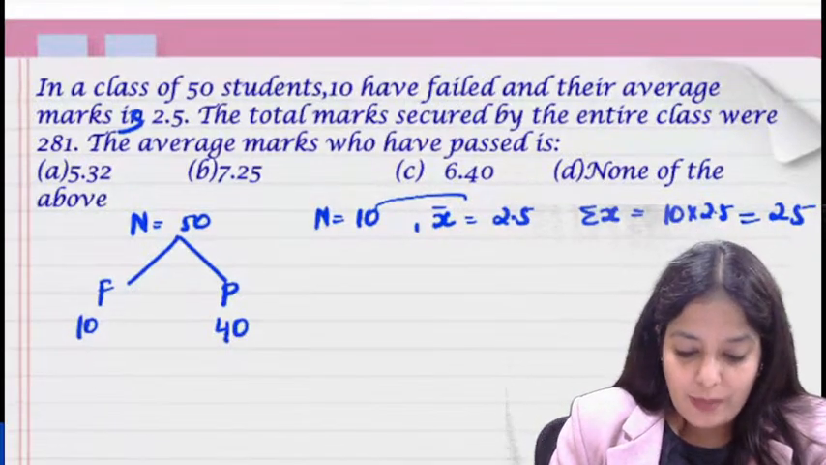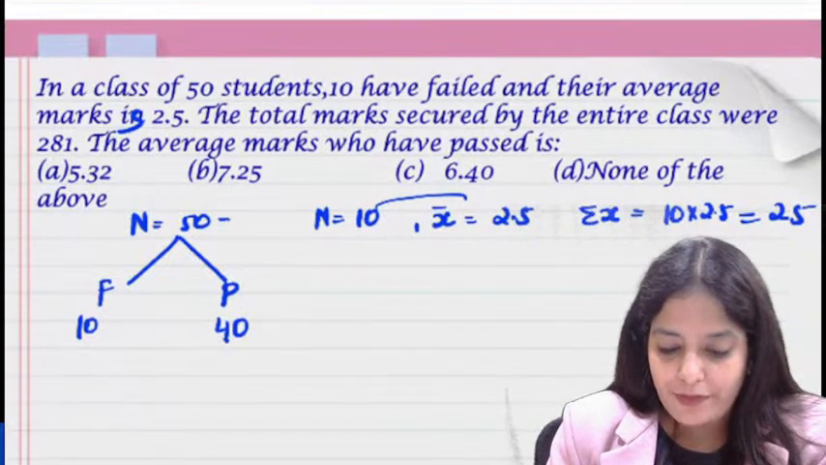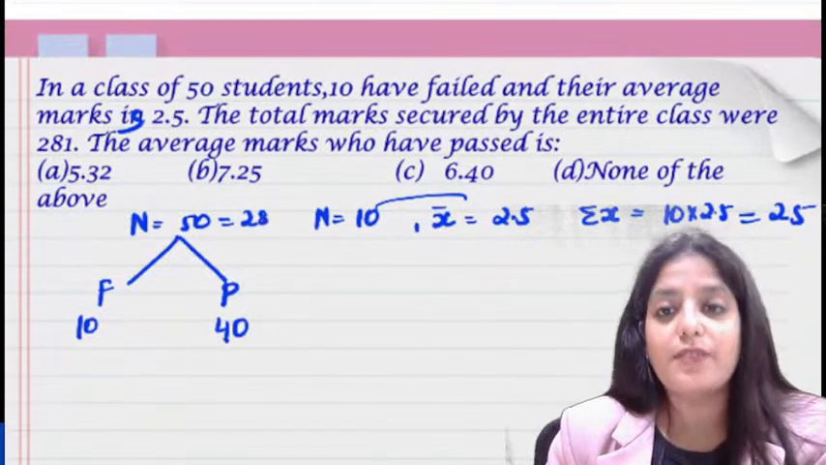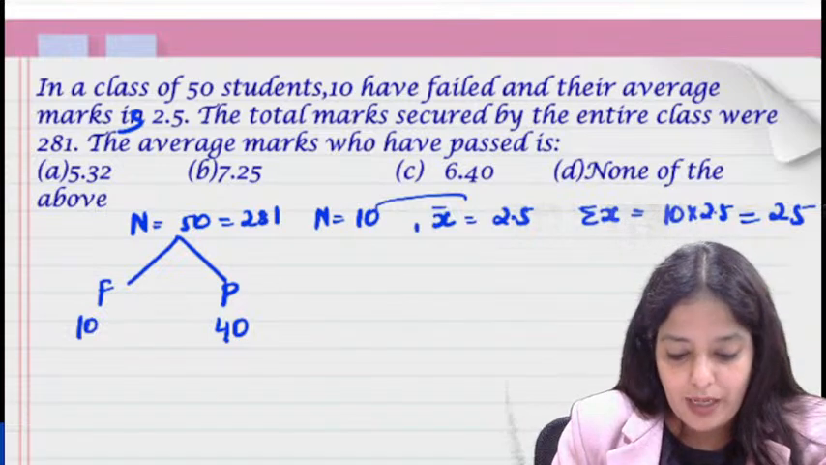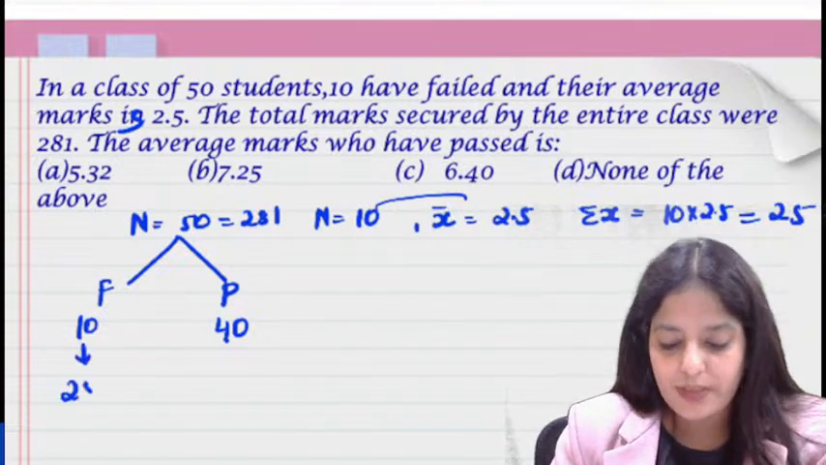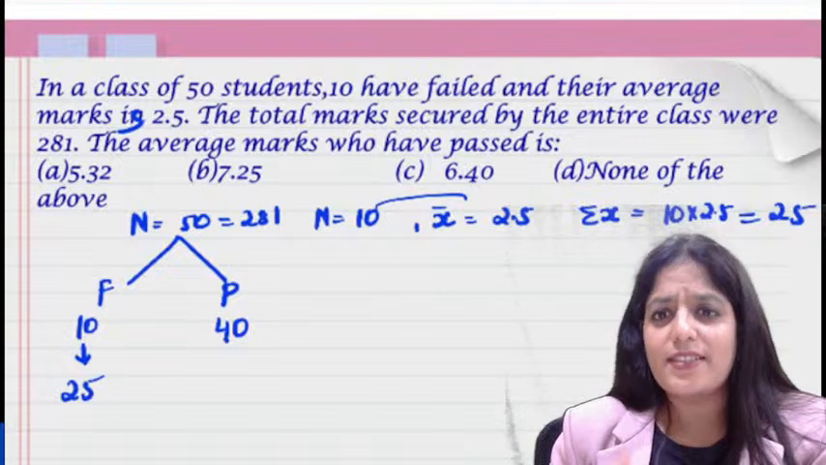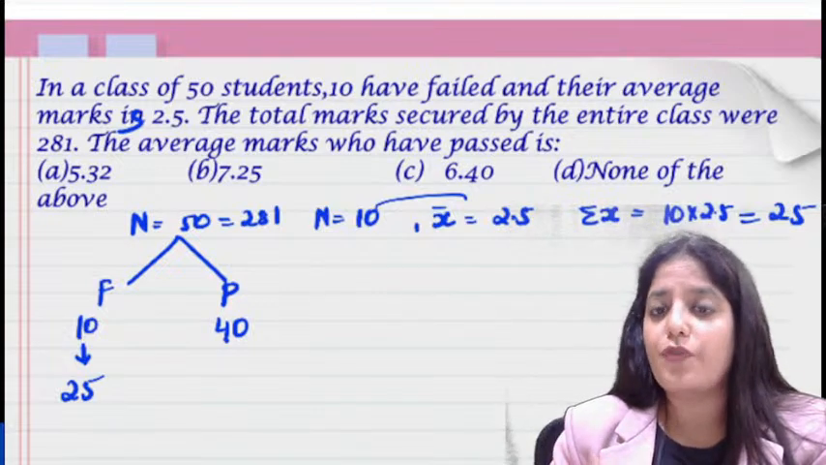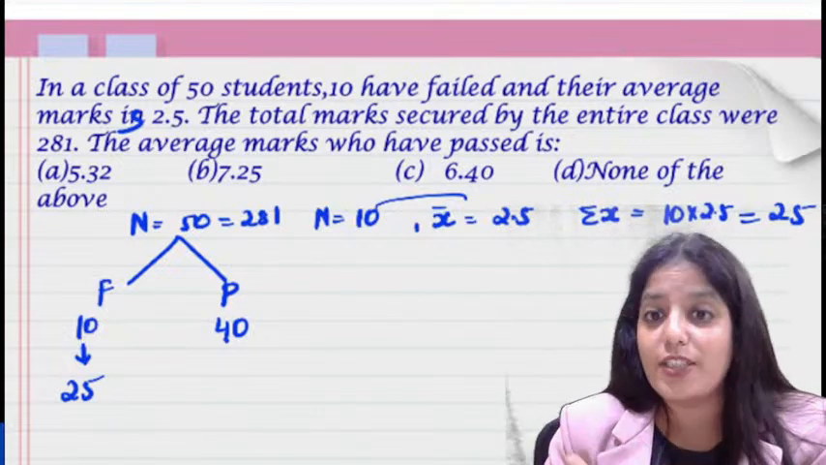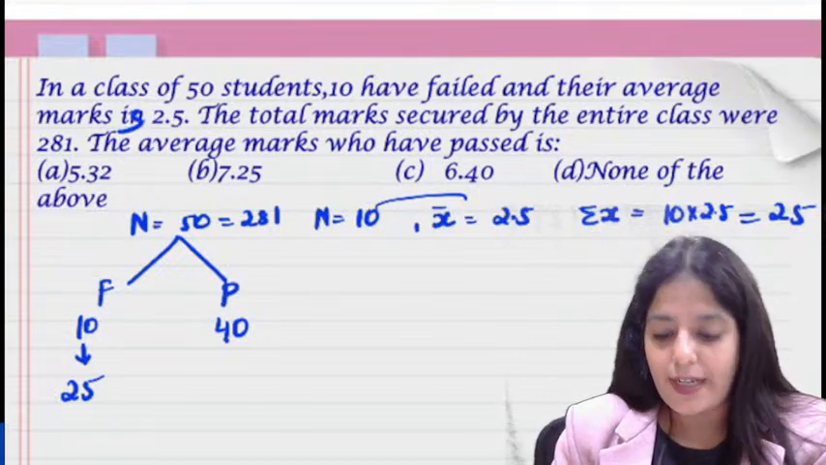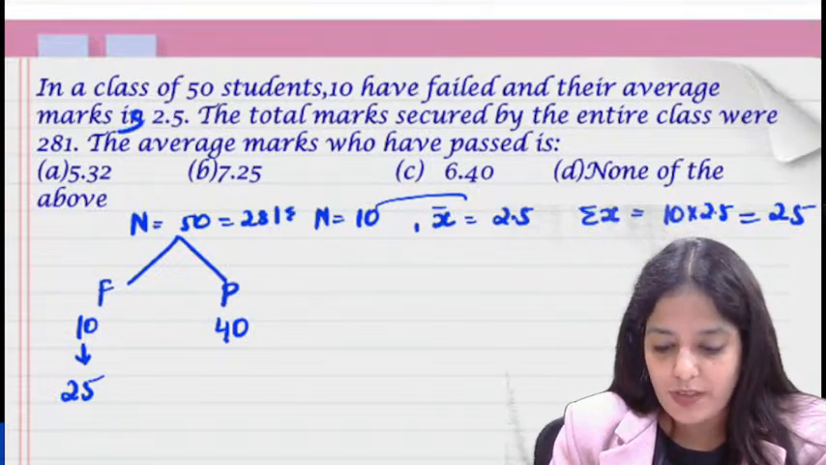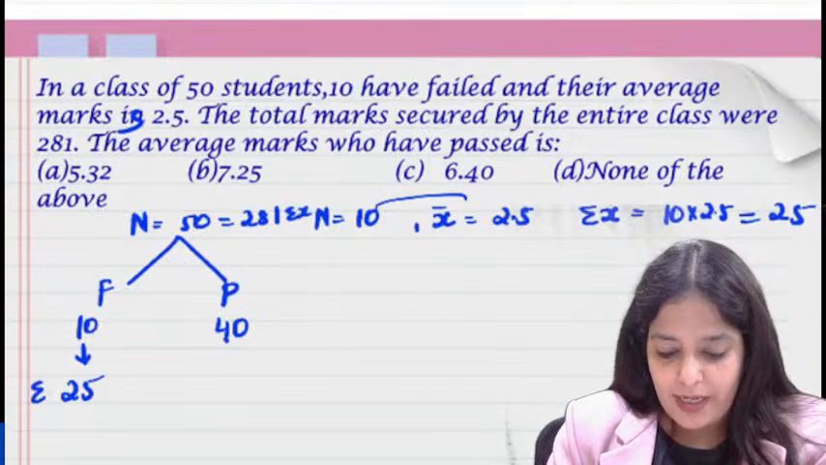So the sum of the marks scored by 50 students is 281 and the sum of the marks scored by 10 students is 25. So I can easily find the sum of the marks scored by the 40 students who passed, right? This 281 is what? Sigma x.